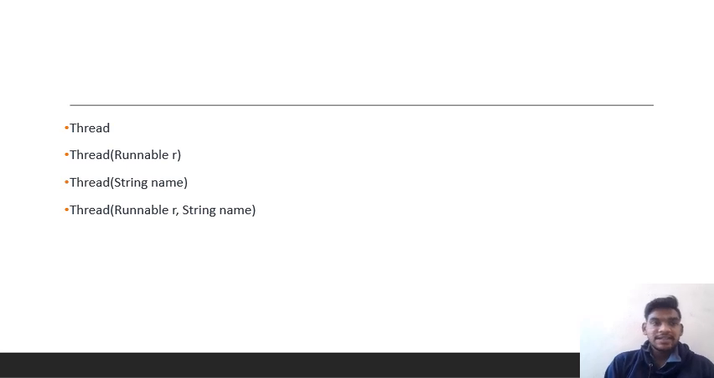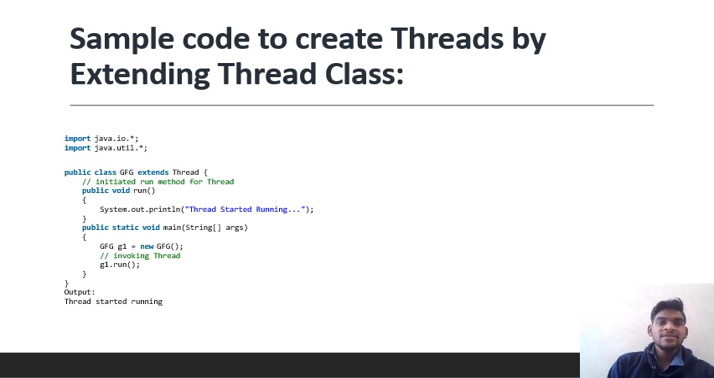And there are four constructors: Thread(), Thread(Runnable r), Thread(String name), and Thread(Runnable r, String name). Let us go to the sample code of creating threads by extending the Thread class.